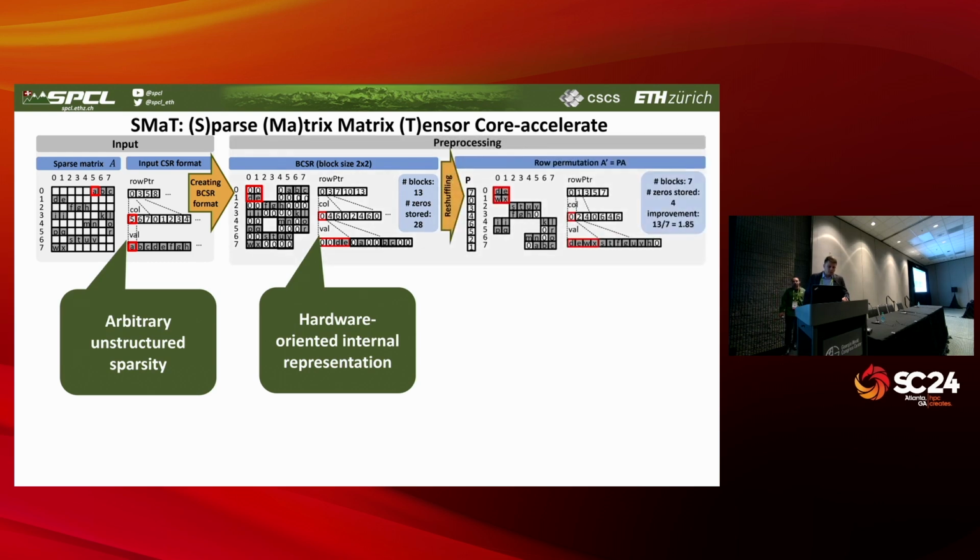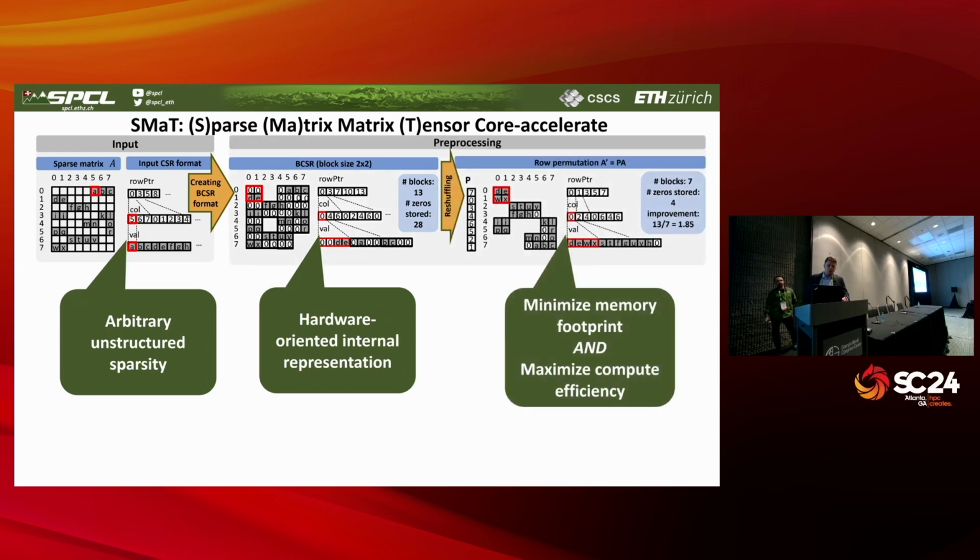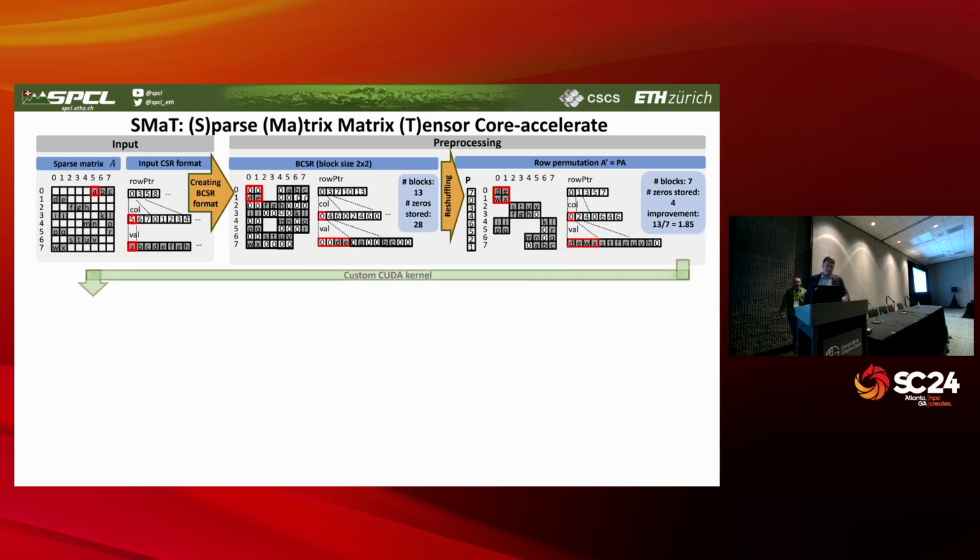So then we perform the reshuffling, pre-processing, in order to minimize the number of blocks. Why? We want to minimize the memory footprint and maximize the compute efficiency. In this example, you can see how this pre-processing reduces the number of blocks by 1.8 times. After that, we input it into our custom CUDA kernel.